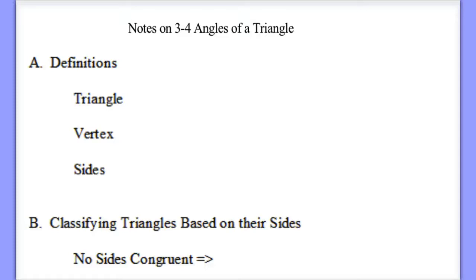For this lesson, we're going to take a look at the definition of a triangle, how to classify triangles based on their sides and angles, and also some theorems and corollaries related to triangles. First, let's begin with the definition of a triangle. A triangle is a three-sided polygon.